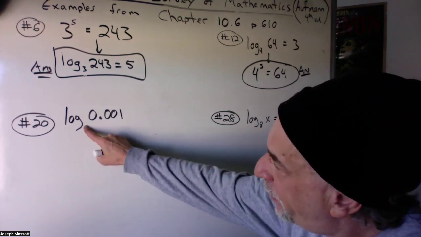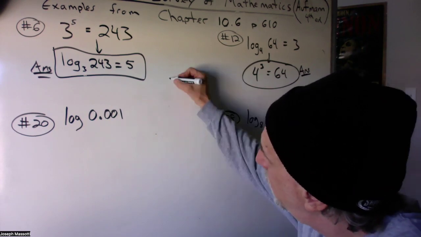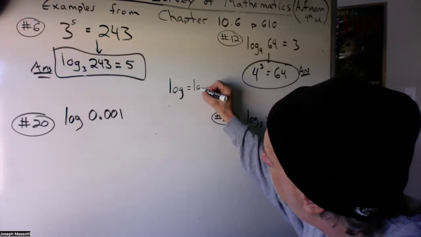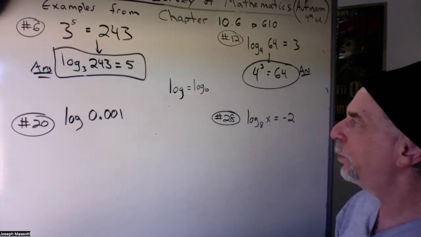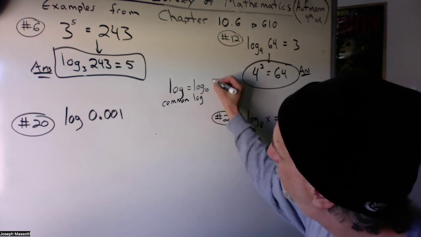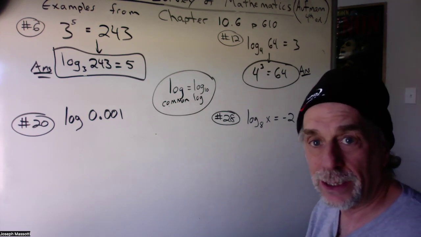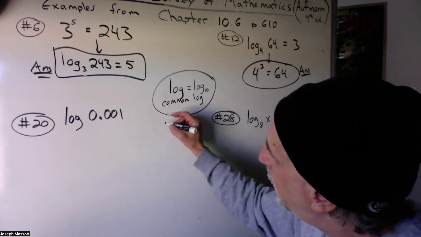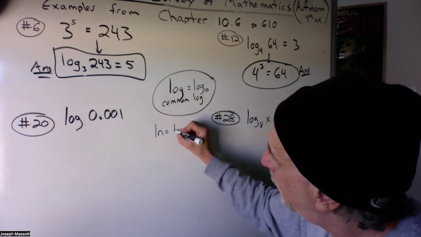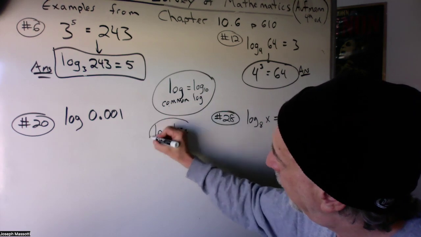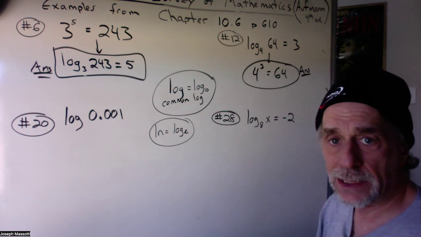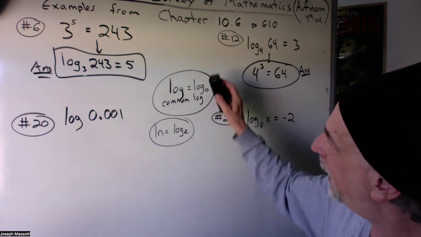All right, now we also want to answer questions like number 20 and 28. So remember, if you don't see a base, a logarithm without a base written, that's logarithm base 10. We call that the common log because it's common. And we have a button for that on our calculator. The only buttons we have on our calculator are log, which is log base 10, and ln, which is log base e. So we use those a lot. So this is log base 10.